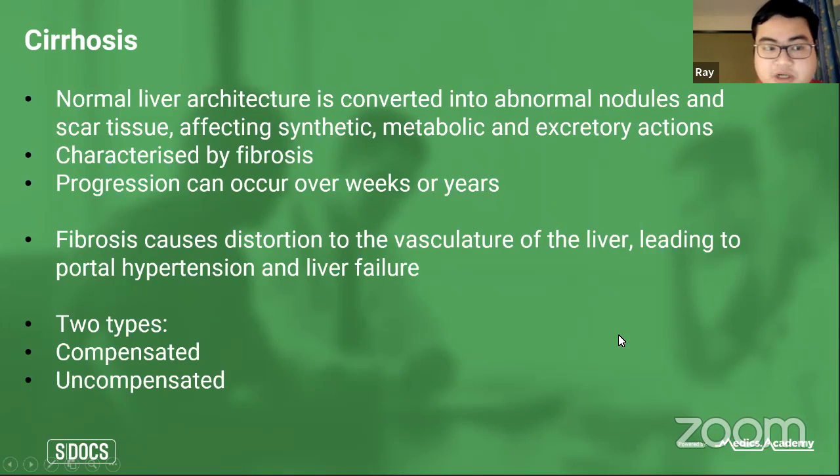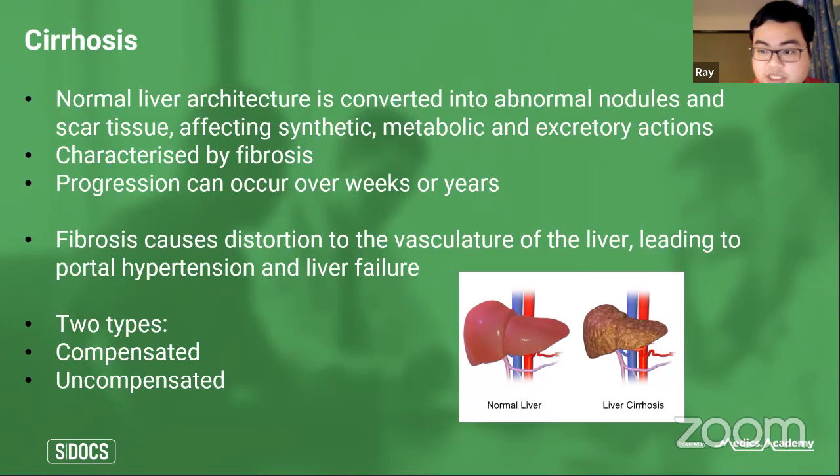There are 2 types of liver cirrhosis, in fact: compensated and uncompensated. Compensated means that the person is systemically well in the presence of cirrhosis, and uncompensated means the patient is showing signs and isn't coping very well. This is an image showing the difference between a normal healthy liver and liver cirrhosis. A normal liver should have a smooth surface like this, but a liver with cirrhosis would be scarred and has fibrosis there.